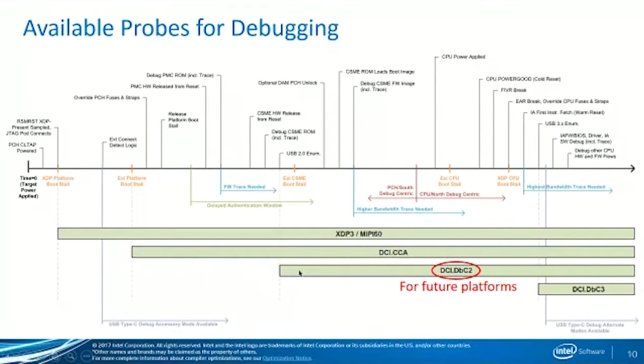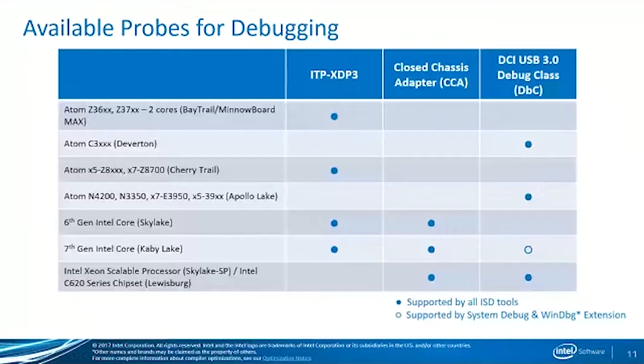With this, Intel System Studio is able to send commands to the CPU and PCH for asking debug function support. These are the current available probes in our support list.